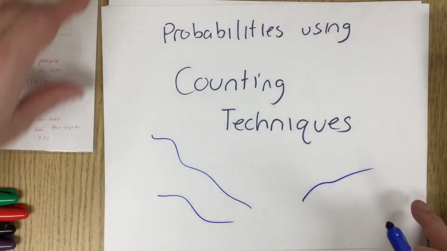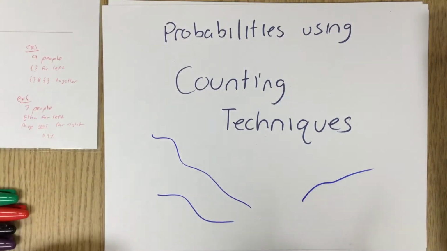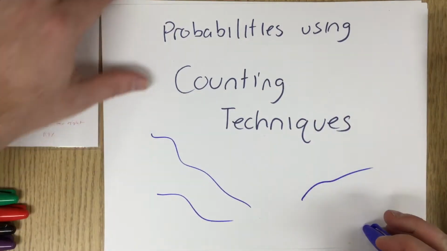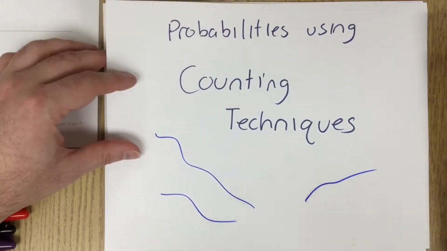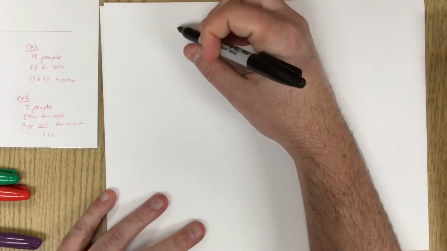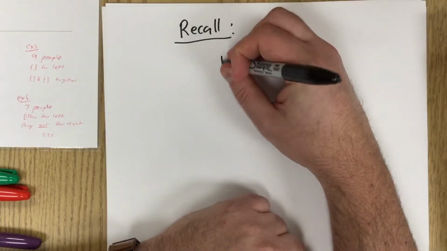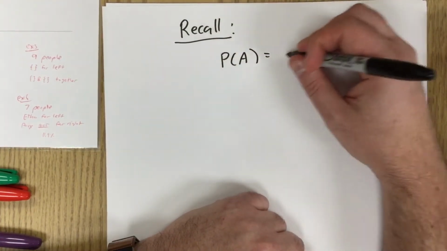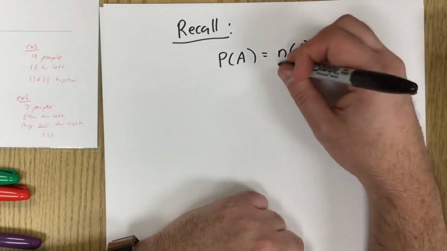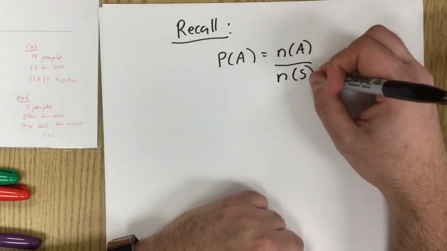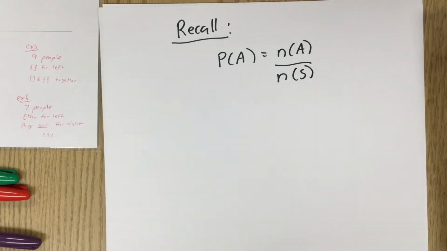So we're going to be doing theoretical probability, and we're going to be calculating probability using counting techniques. So essentially using everything, all the other ways of counting. So recall that the probability of something happening is going to be the number of ways of it happening over the total number of ways, assuming that each outcome is equally likely. Okay.